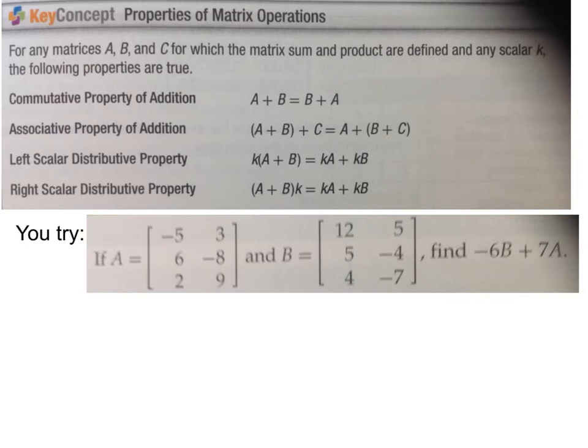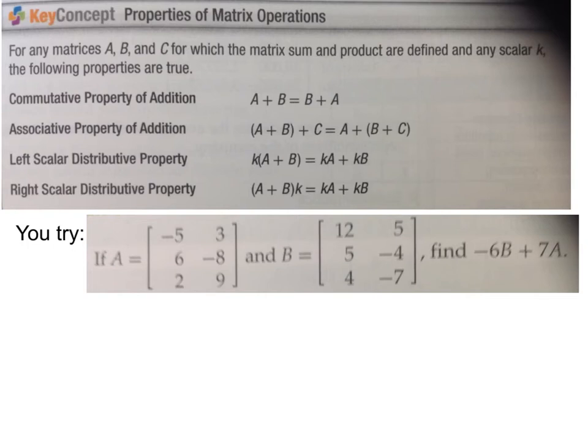The distributive property works for if you're multiplying, if you have the matrix A plus B, you multiply that by K, that's the same thing as taking matrix A and multiplying it by K, multiplying matrix B by K, and then adding those two up separately. All right, same works the other way. You can go the other direction, it doesn't matter if the K is in front or back, it's the same thing.